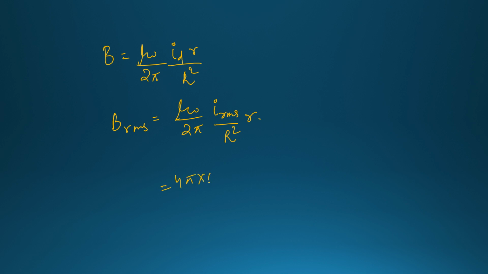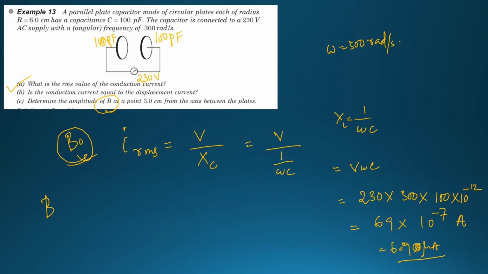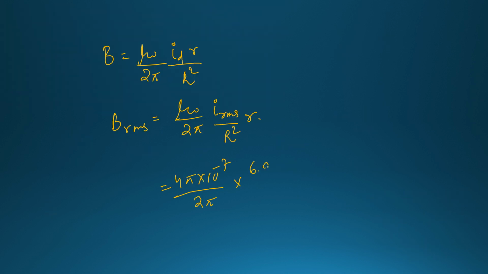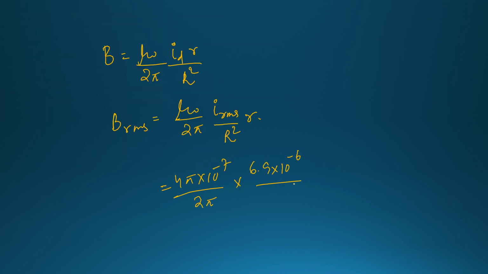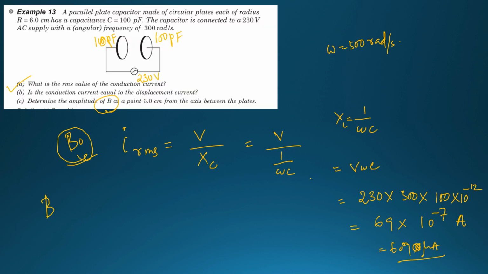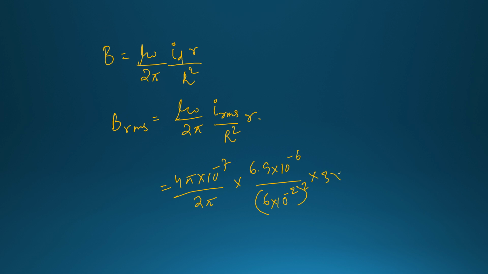We just have to substitute all the values. 4 pi into 10 to the minus 7 divided by 2 pi, into I RMS, which is 6.9 micro, 6.9 into 10 to the minus 6, divided by R square. R is the radius, 6 centimeter, that is 6 into 10 to the minus 2. And small r is your distance, 3 centimeter, that is 3 into 10 to the minus 2. Just put all the values and you will get B RMS.